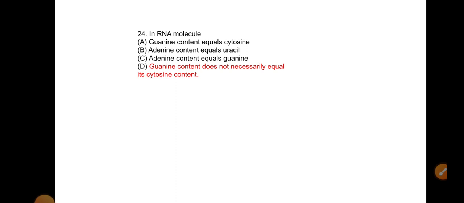But I told you that there are some exceptions and RNA is included in that, because RNA has the tendency to form secondary structure, but mostly it is found in primary structure, as it doesn't bond with another RNA molecule. So there are no RNA duplexes. RNA you'll find in single stranded form mostly. Therefore guanine content does not necessarily equal its cytosine.